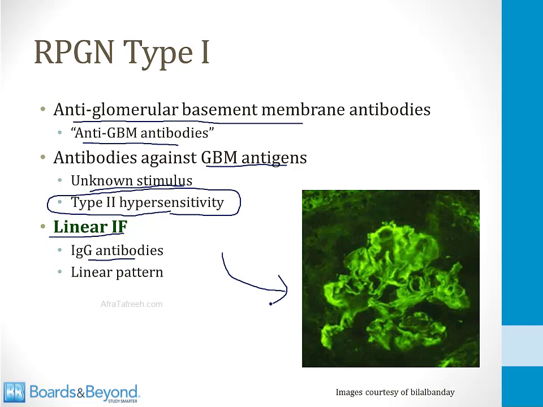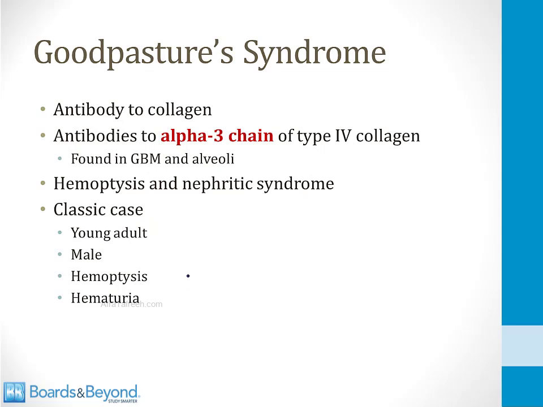That is the granular pattern. Type 1 RPGN can be seen in the setting of a disorder known as Goodpasture syndrome. This is a disorder where antibodies are produced to collagen, specifically to the alpha-3 chain of type 4 collagen. This chain and this type of collagen can be found in the glomerular basement membrane and also in the alveoli. For this reason, hemoptysis and nephritic syndrome both occur in patients with Goodpasture syndrome.